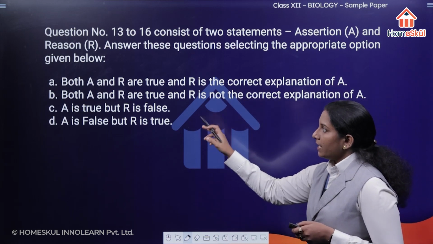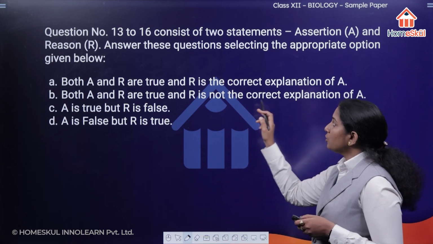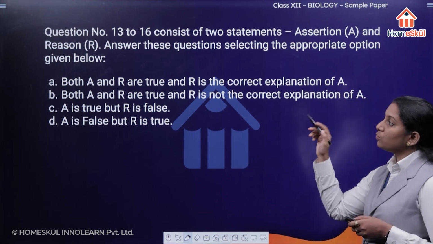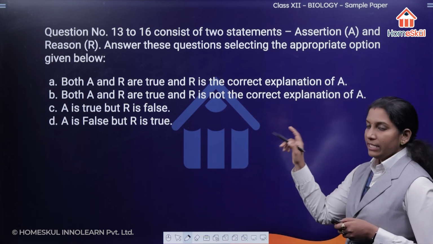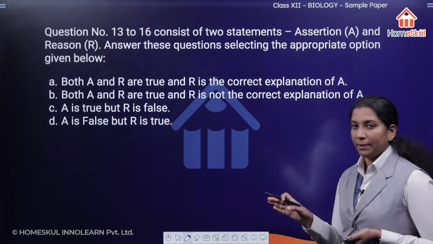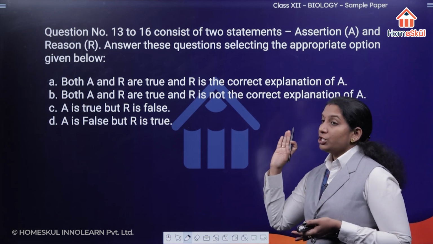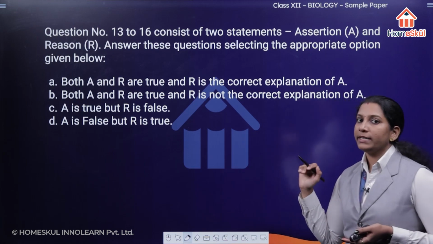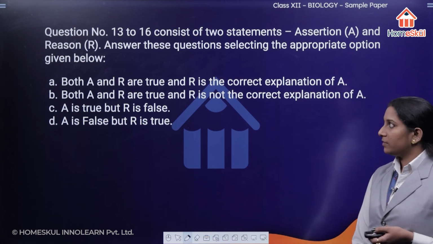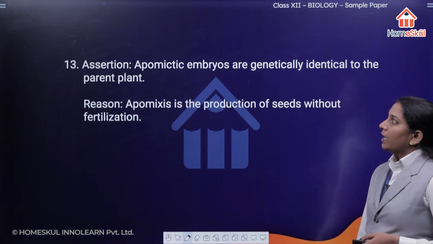Then if both A and R are true but R is not the correct explanation of A, then you can choose B. Right. Then if A is true but R is false, then you can choose C. If the assertion is false but the reason is true, then you can choose option D as the answer. Okay, so let's see the questions.